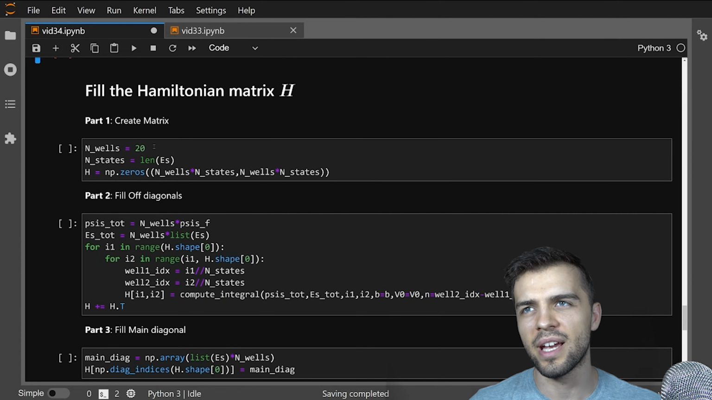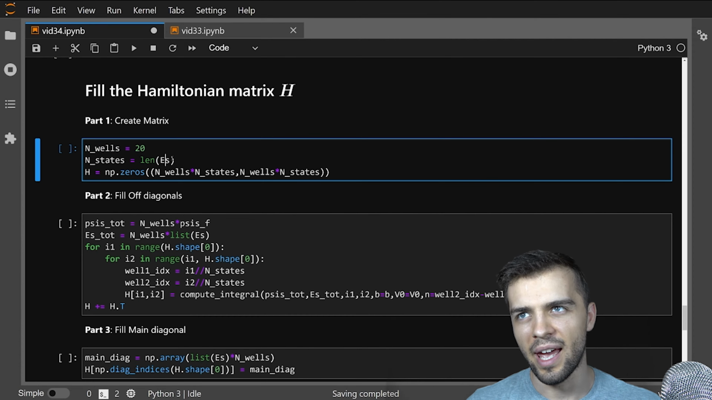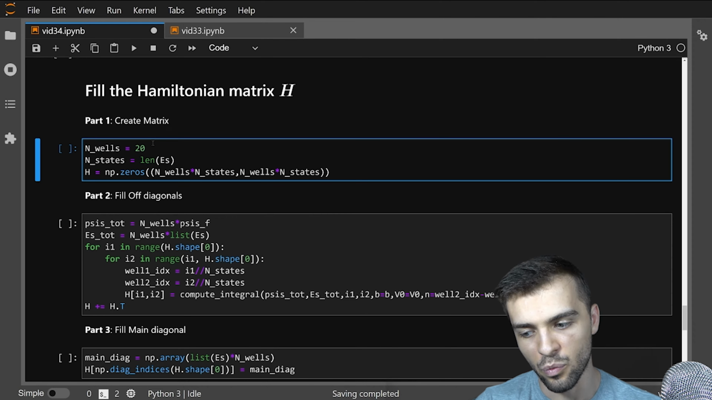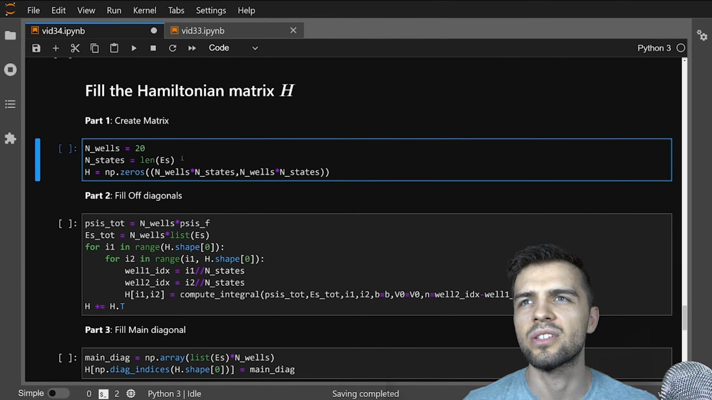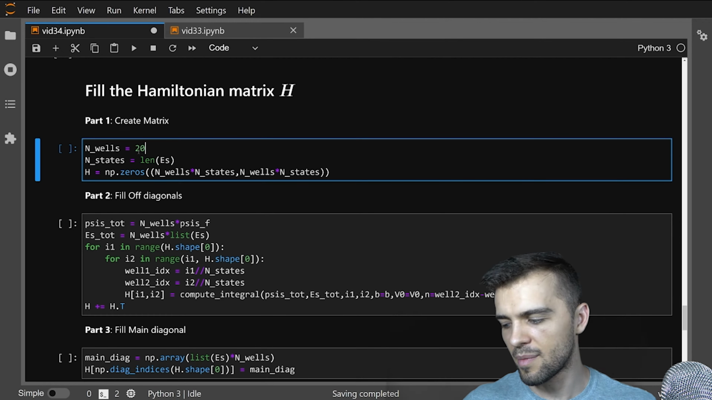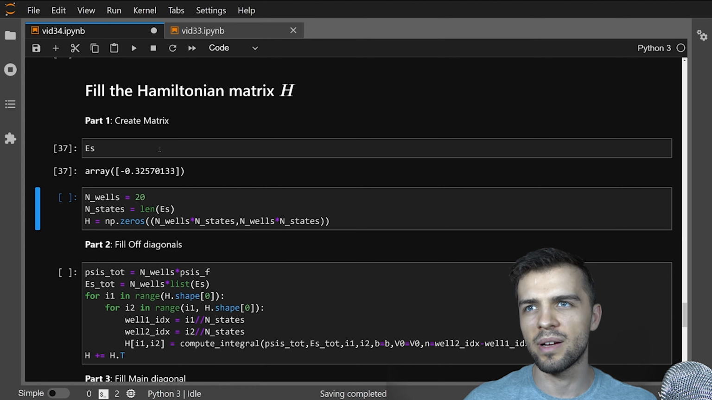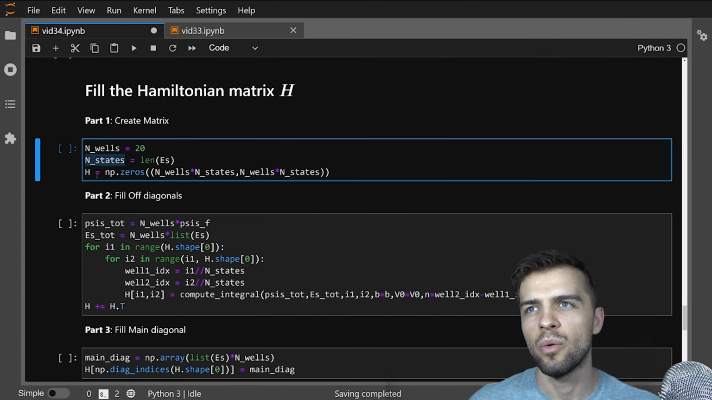So let's consider a case where I have 20 wells. And there's going to be multiple states per well. In our case, we only have one ground state per well. And so that's going to be the length of my E's, right? So I have my number of wells and my number of states per well, right? So E's is just an array of one value. So n states will be 1.